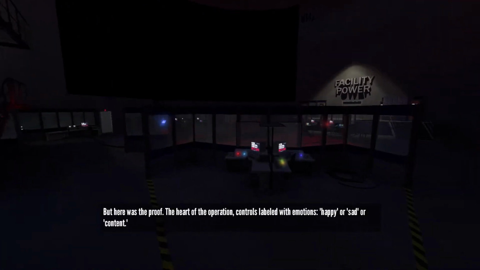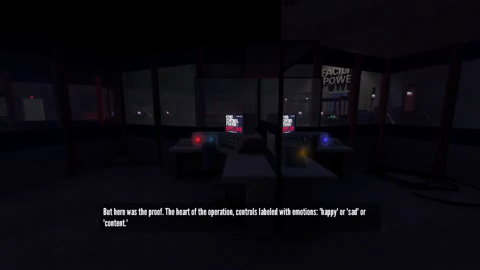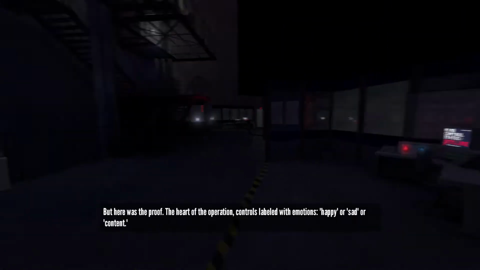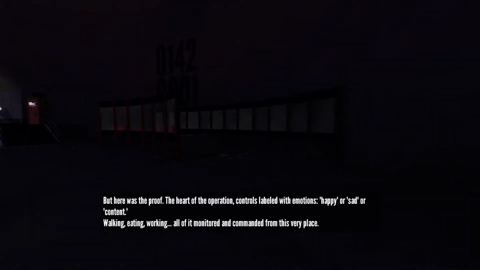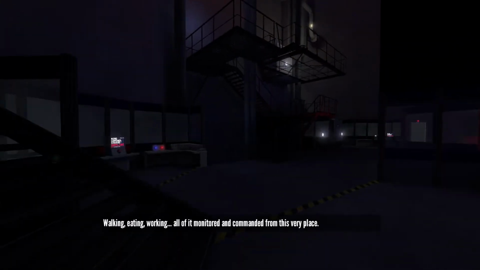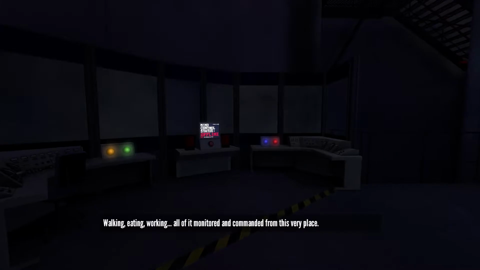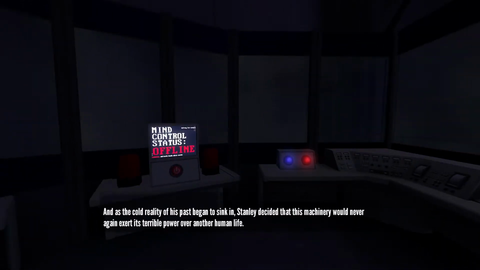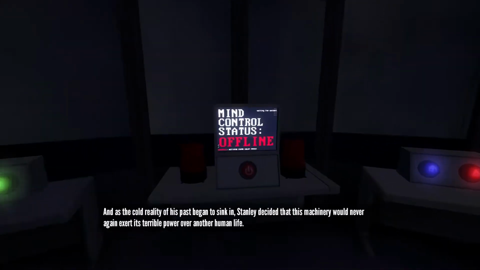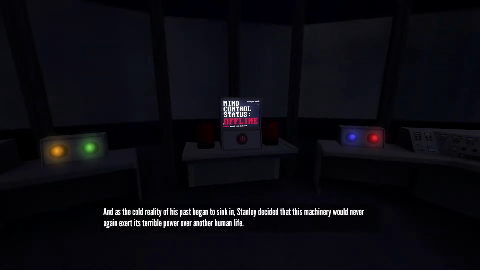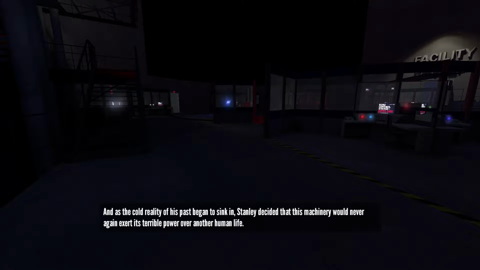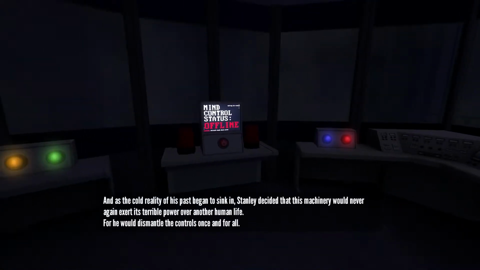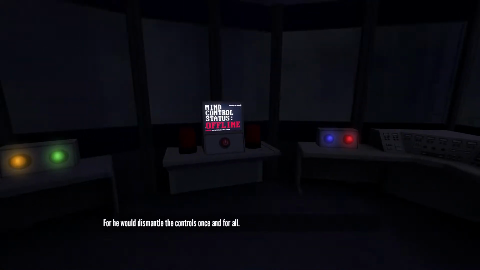But here was the proof. The heart of the operation. Controls labeled with emotions. Happy, or sad, or content. Walking, eating, working. All of it monitored and commanded from this very place. And as the cold reality of his past began to sink in, Stanley decided that this machinery would never again exert its terrible power over another human life. For he would dismantle the controls once and for all.